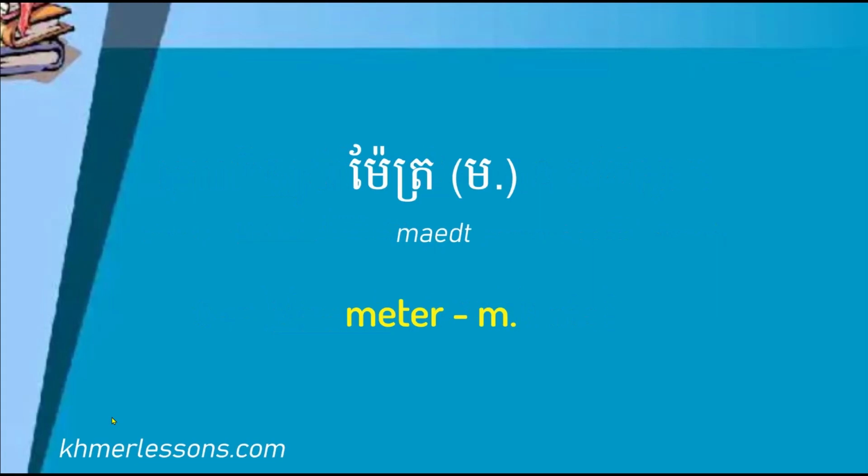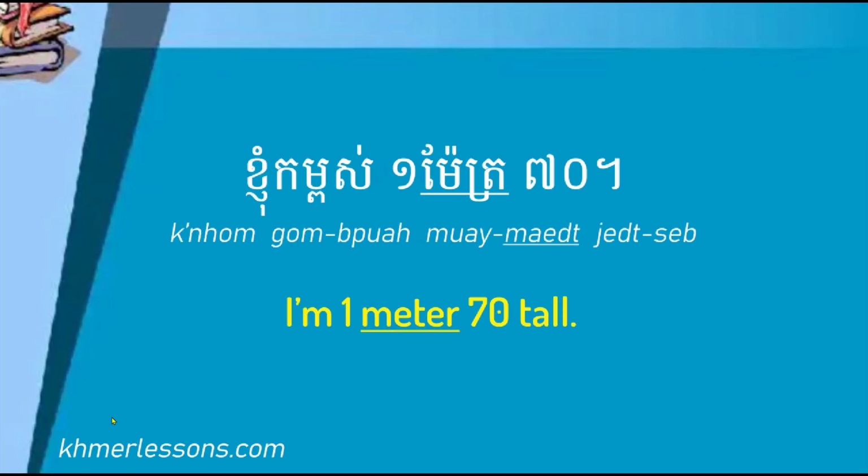Meter. Ba, meter. Mét. Ba, mét. And in my shortcut word you just write m nè, m ba. I'm 1 meter 70 tall.